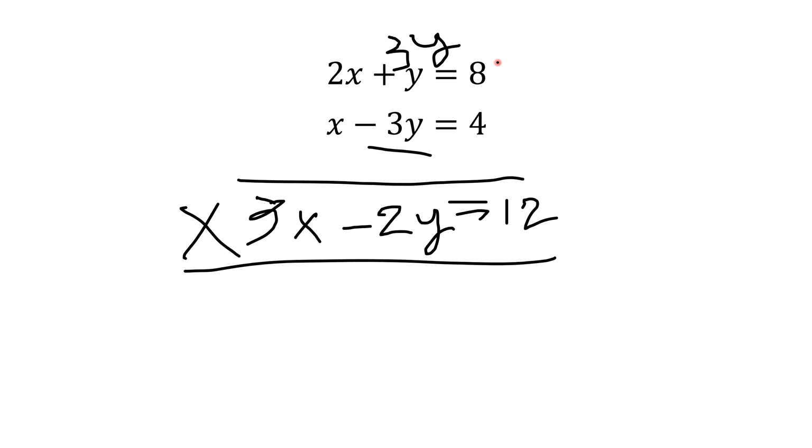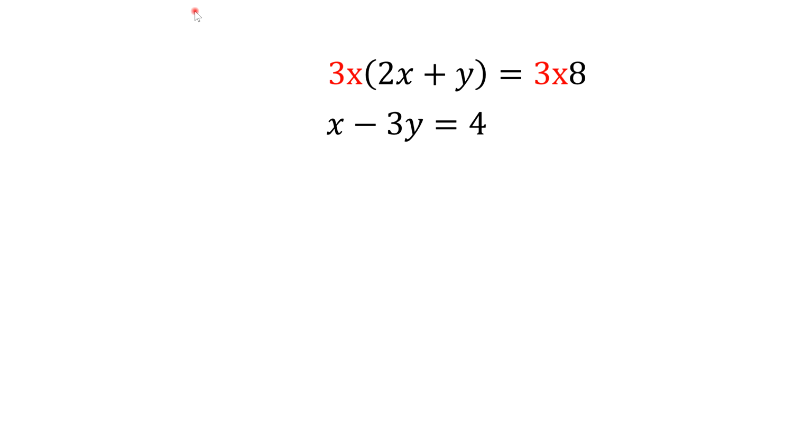So what I'm going to do is multiply this equation by 3, and I have to remember that when I multiply an equation I have to multiply both sides. So let's multiply the equation on top with 3. If I do that, I get 3 times 2x plus y equals 3 times 8, and 3 times 8 I know is 24. But here I have a law called the distributive law.